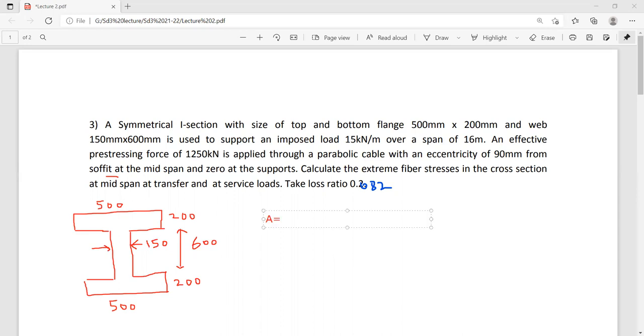So first of all, to calculate the cross-sectional area of this beam, capital A is equal to: these are the two flanges, so 2 into 500 into 200, the dimension of the flanges being the same top and bottom, plus the web dimension, 150 into 600 mm. So we'll get the cross-sectional area of the beam.